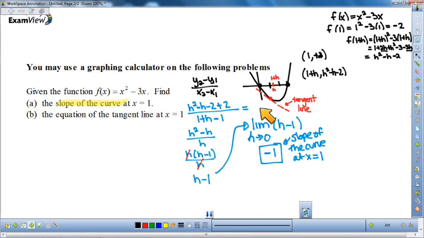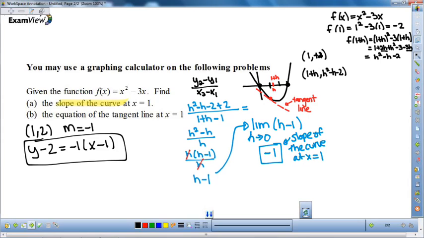Part B is asking me to find the equation of the tangent line. So to find a linear equation, I just need the slope, which I have, and I need a point, which I already found, which is (1, -2). So using that point and that slope, I'm going to write it in point-slope form. You can leave it that way, that is your answer, or you can solve for y, and you get y equals negative x plus 3.